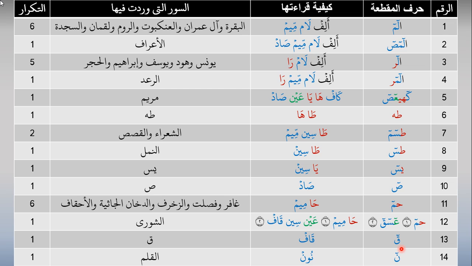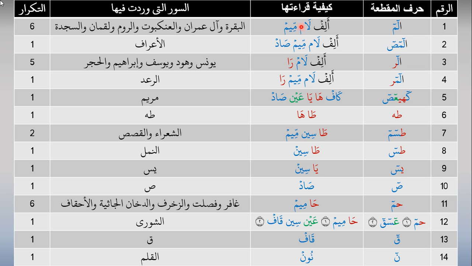So these letters we don't say or read them as alam, almas, alar, almar, kahayas, tah, tosam, yes, sad. Instead, the way we read them is we read each letter individually, separate from the next letter. So alif, lam, mim is recited as alif, lam. Again, we're holding the mim.